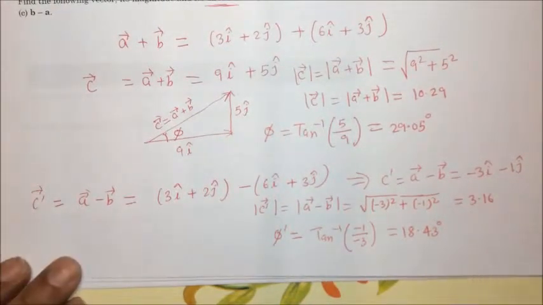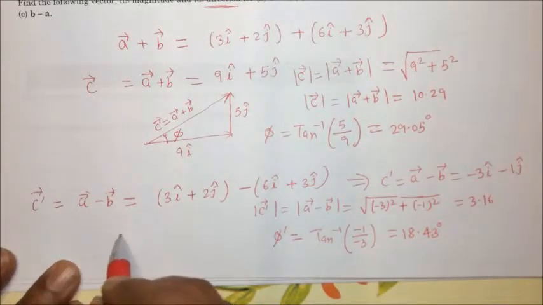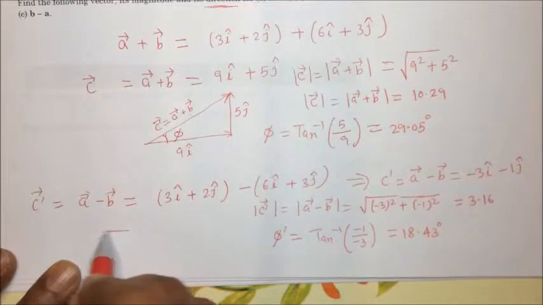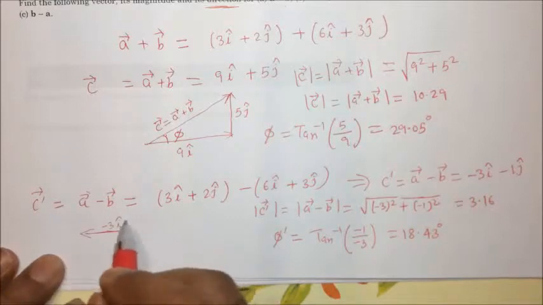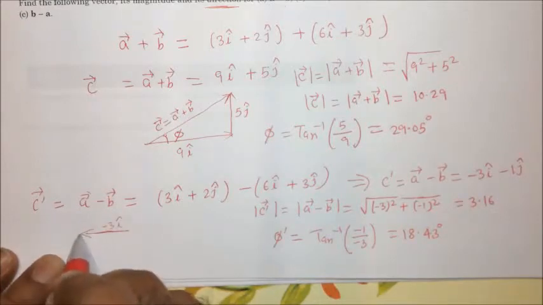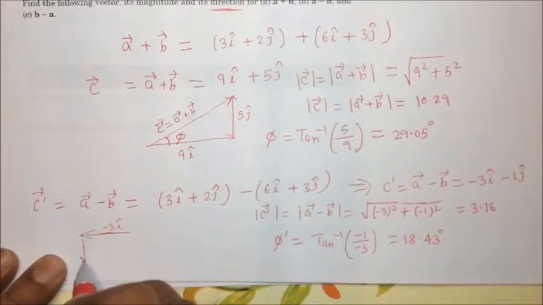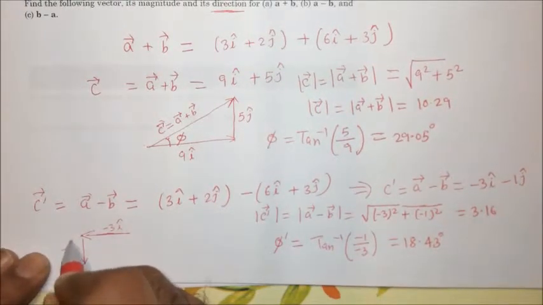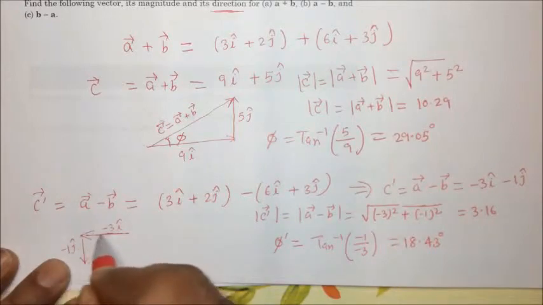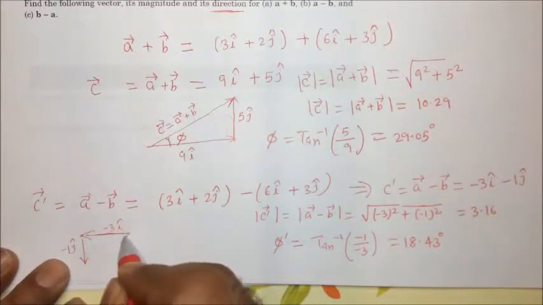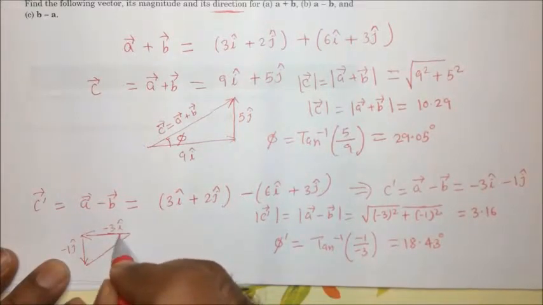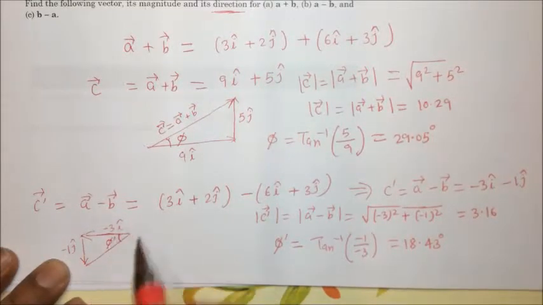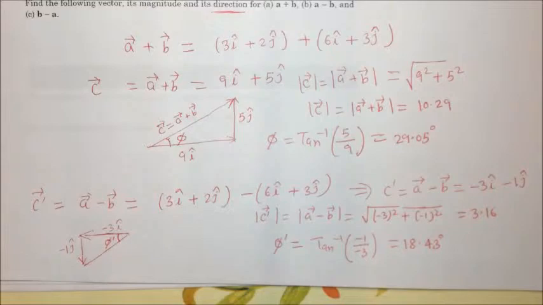So how is this C prime located? C prime is minus 3i this way and minus 1j this way. This is along the negative x-axis, this is along the negative y-axis, and this angle is phi prime. This angle is going to be in the third quadrant.